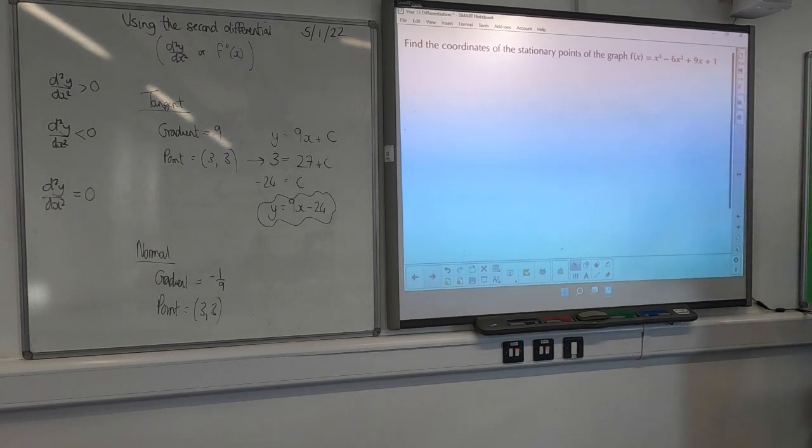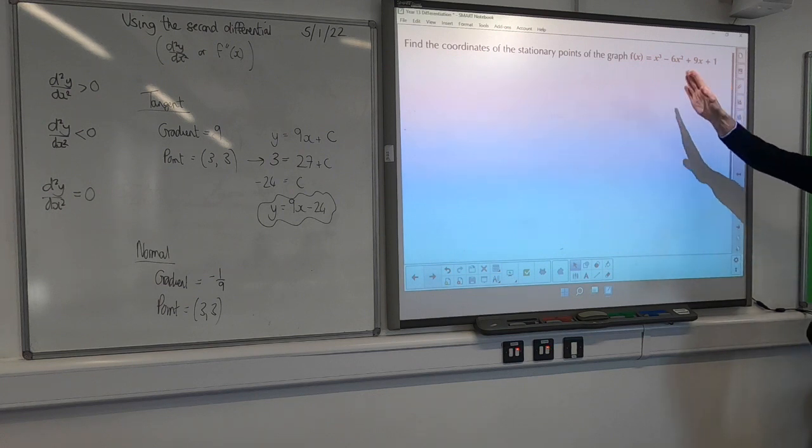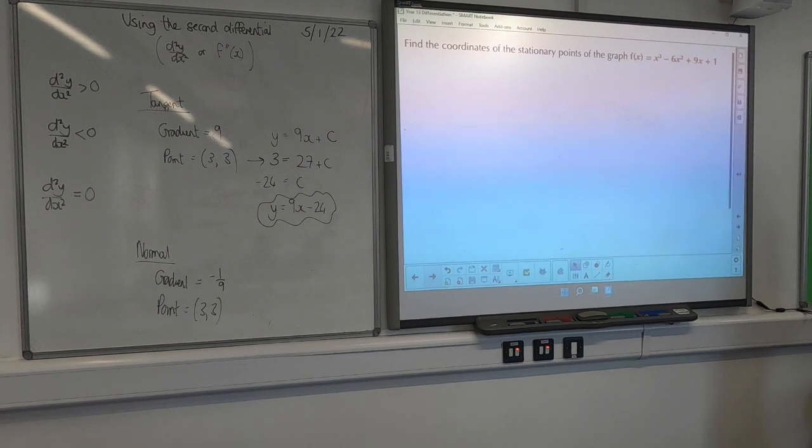It's a cubic, so I sort of know, and it's a happy cubic, so it's going to start low and end high. So I'm expecting there to be a maximum and a minimum. But I can use differentiation to find it, and I can use the second differential, f double dash of x in this case, to work out which of my turning points are maximums or which are minimums. So have a go. See if you can differentiate it.